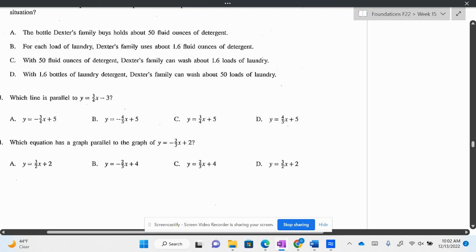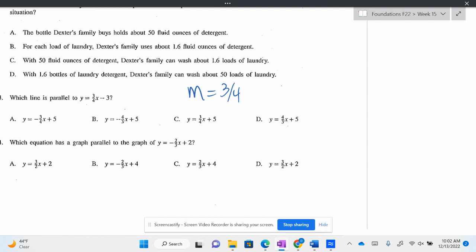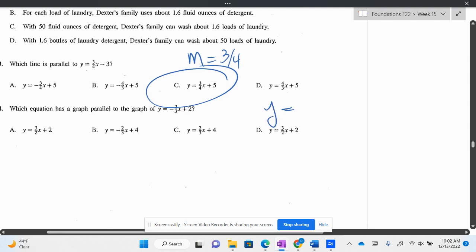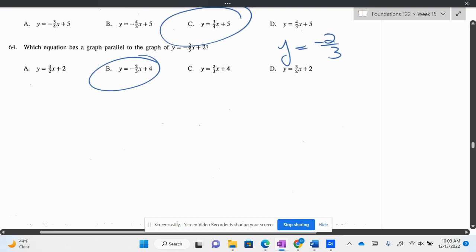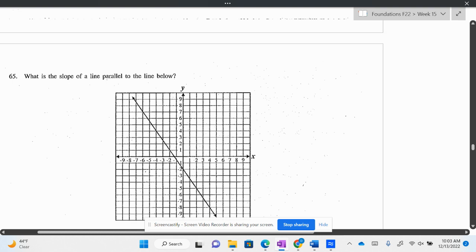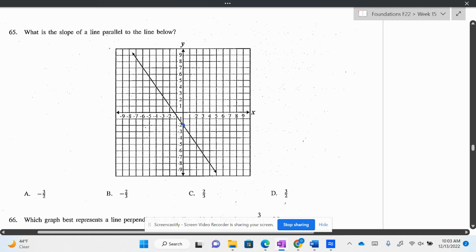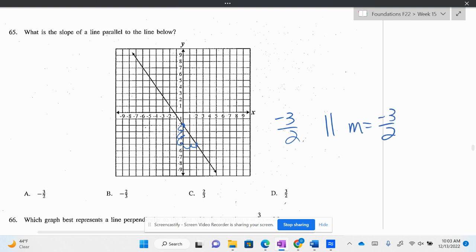Parallel lines. Remember that if lines are parallel, they have the same slope. So the only line here that has the same slope is right here. Again, parallel lines. What is the slope of a line that's parallel to this? Well, let's find the slope of this line. It looks like the slope of this line is down 1, 2, 3, down 3 over 2. So the line parallel to that also has to have a slope of negative 3 over 2.